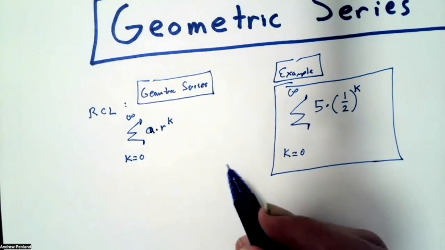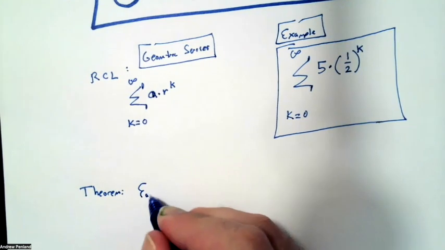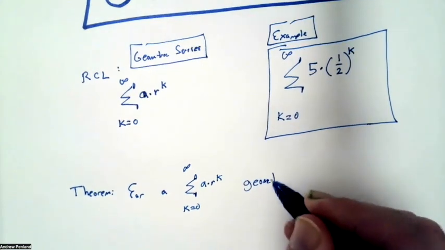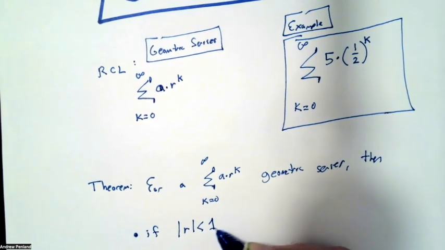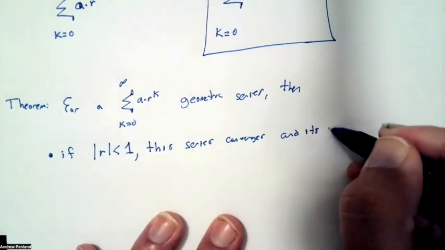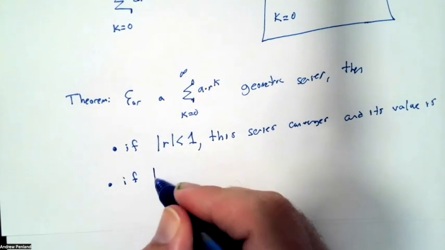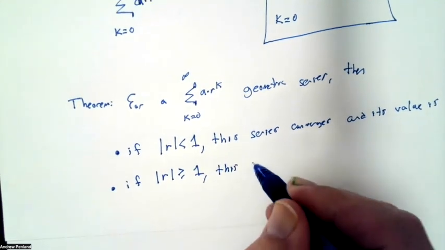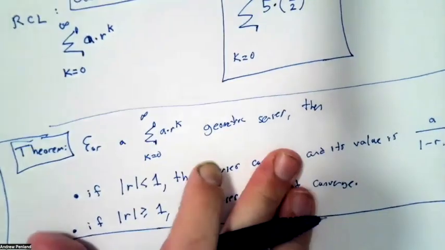If you have something like this, the important fact, the theorem that we need to use, is this: if you have a geometric series, the sum from k equals 0 to infinity of a times r to the k, then if the absolute value of r is strictly less than 1, this series converges. And in fact, we can tell you what the value is. Its value is a over 1 minus r. Whereas in the other condition, if the absolute value of the common ratio is greater than or equal to 1, this series does not converge. So this is a very powerful theorem if you can recognize that what you're looking at is a geometric series.